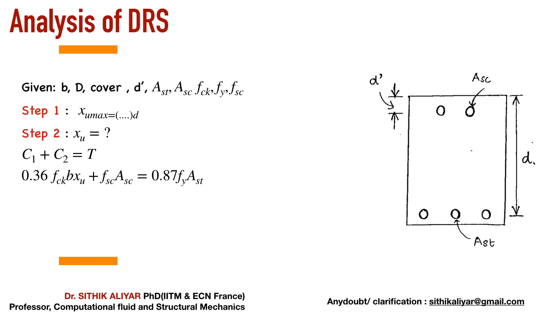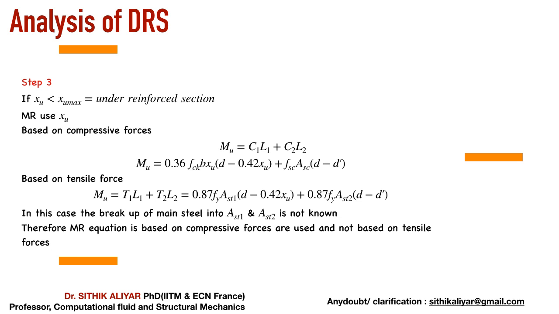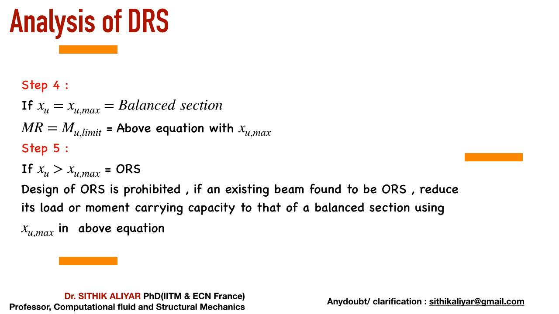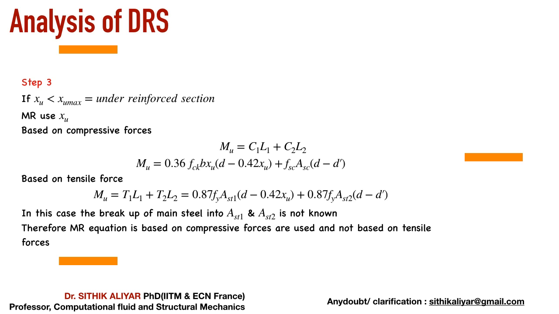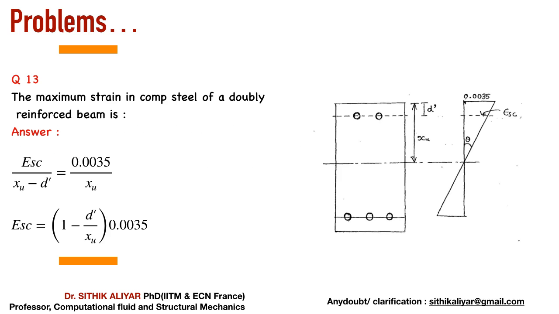Analysis is step 1, find xu max; step 2, find xu and determine whether it is under or over reinforced. Under reinforced, use these formulas directly. If it is over reinforced, use these formulas with xu max instead of xu. I have told you what is xu, what is xu max, all those stories in previous sessions. I hope it is clear. Okay. So far I think I have made clear how to do analysis and design in a doubly reinforced section. Okay, I am moving to problems.